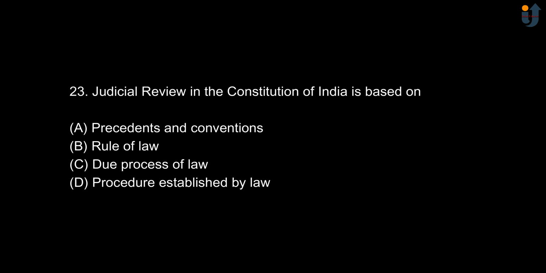Next, judicial review in the Constitution of India is based on option A, precedents and conventions, option B, rule of law, option C, due process of law, and option D, procedure established by law. The correct option is option D, procedure established by law.